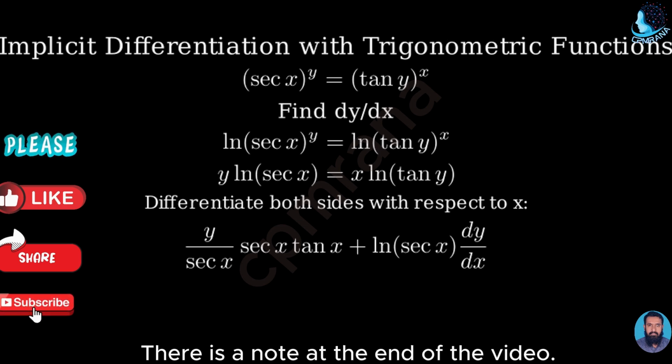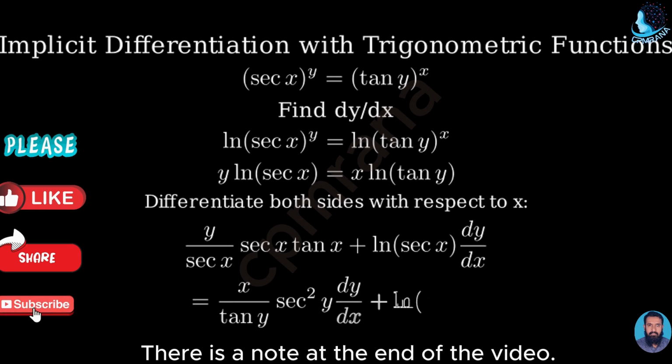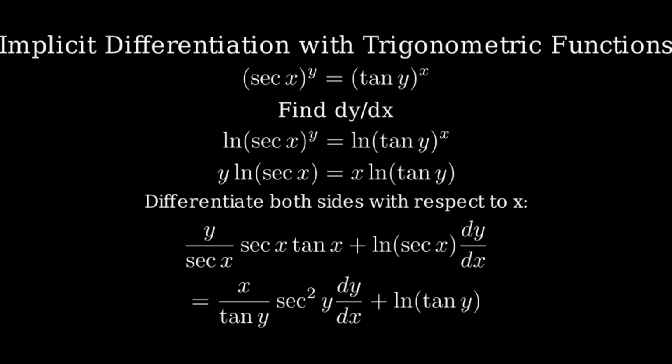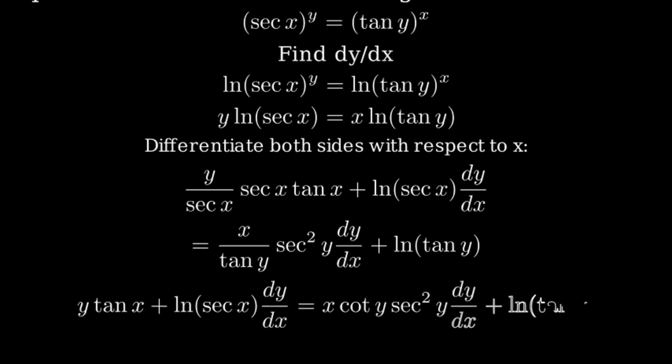On the right side, we get x times the derivative of ln tangent y with respect to x, which involves the chain rule, plus ln tangent y. Let's simplify the left side. The secant x terms cancel out, giving us y tangent x plus ln secant x times dy/dx.